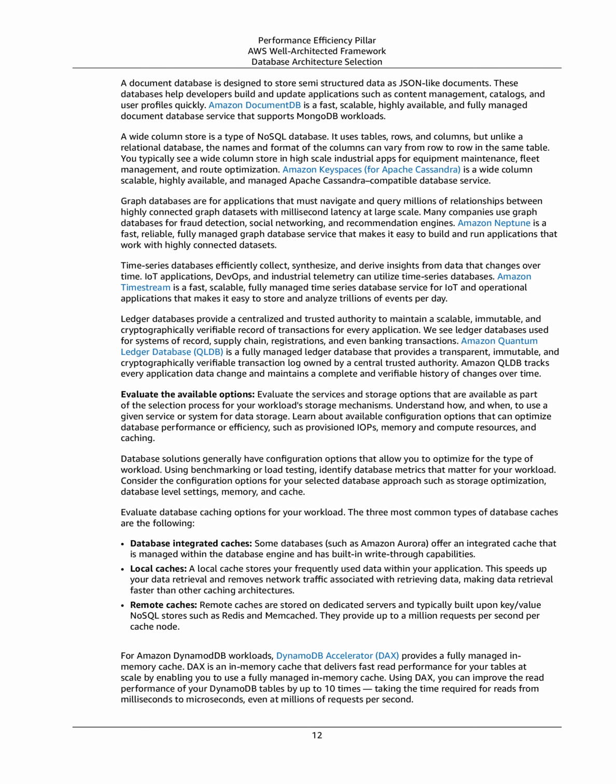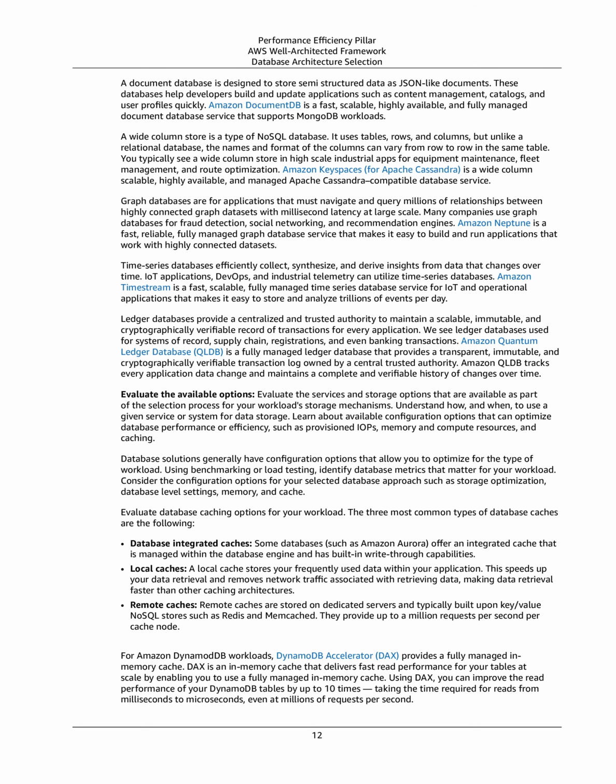Graph databases are for applications that must navigate and query millions of relationships between highly connected graph datasets with millisecond latency at large scale. Many companies use graph databases for fraud detection, social networking, and recommendation engines. Amazon Neptune is a fast, reliable, fully managed graph database service that makes it easy to build and run applications that work with highly connected datasets.